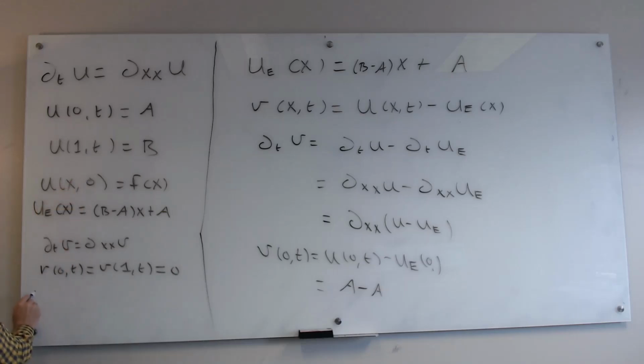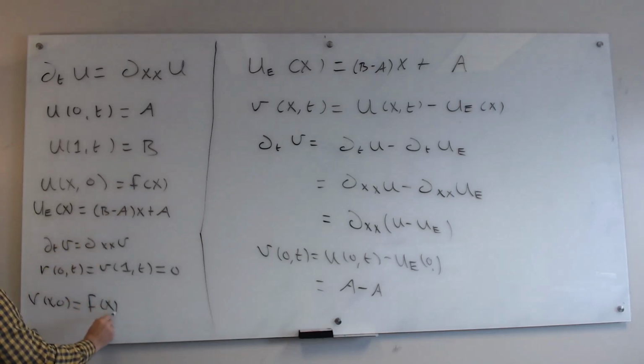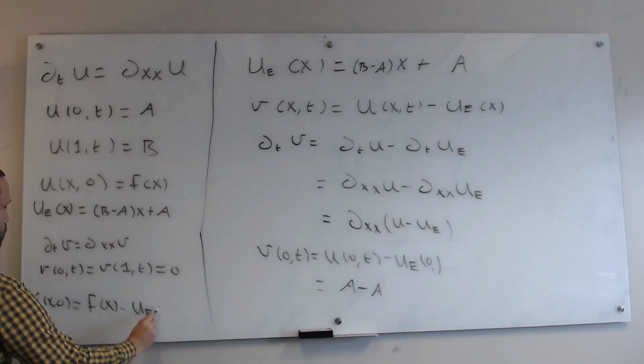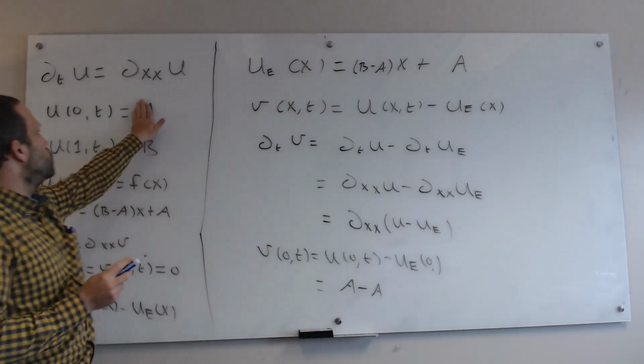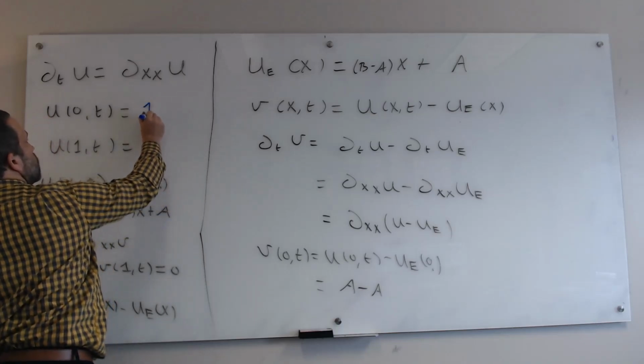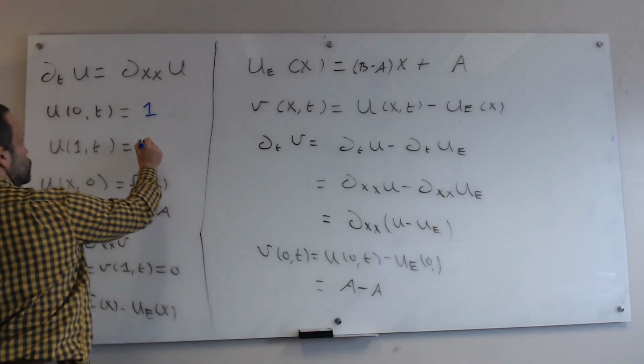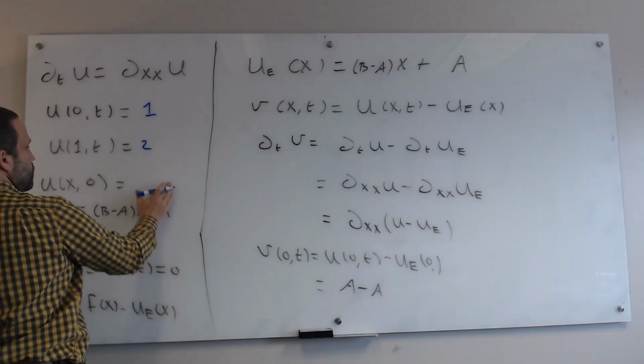And the initial condition is going to be v of x,0. V of x,0 is going to equal f of x, whatever this is, minus ue of x, which in this case is b minus a x plus a. Okay, so if we apply this, let's look at a specific situation. Let's look at the case where a is equal to 1 and b is equal to 2 and f of x is equal to x.